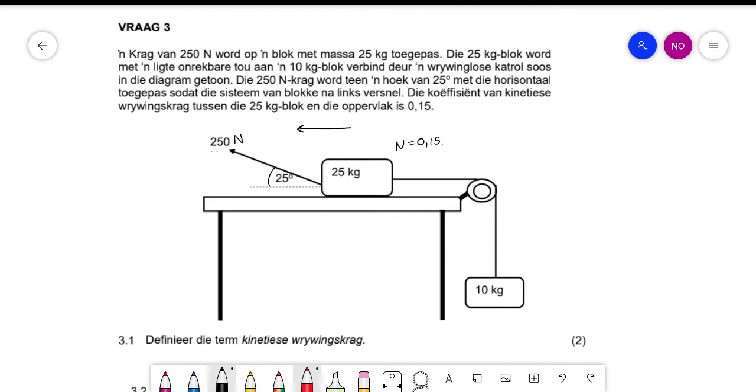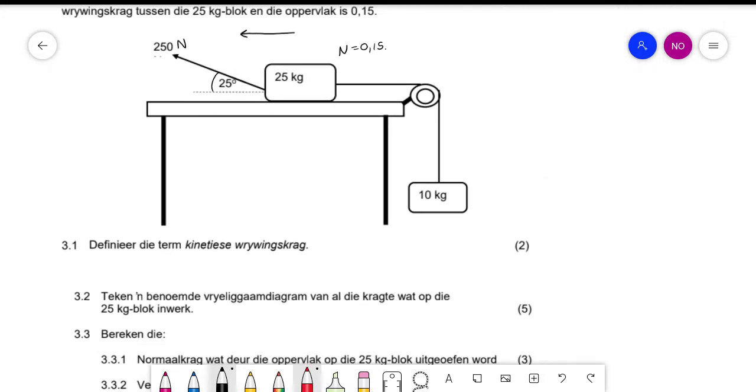0,15. Then they ask you to define kinetic friction. You guys will have to go and study that.